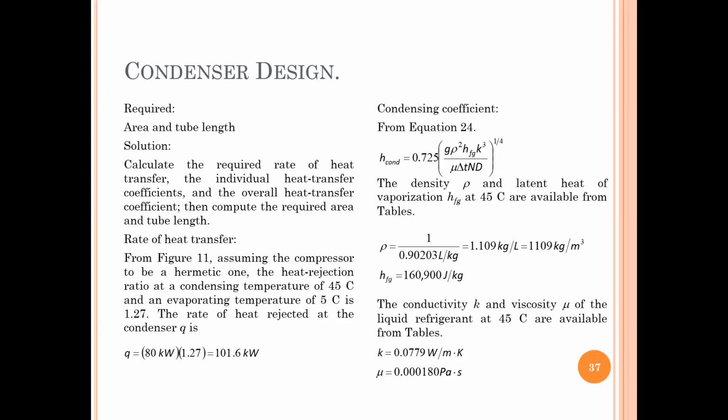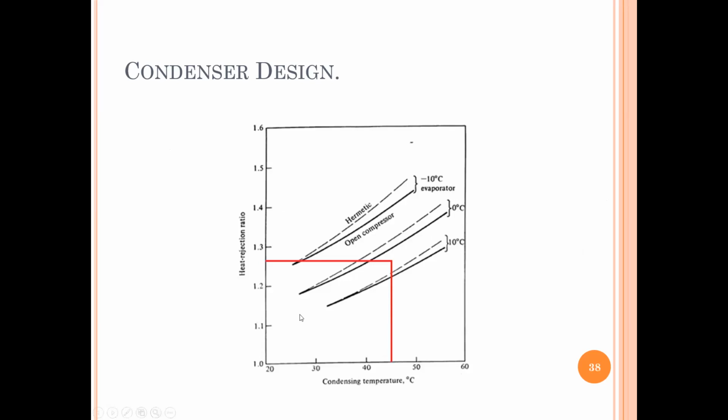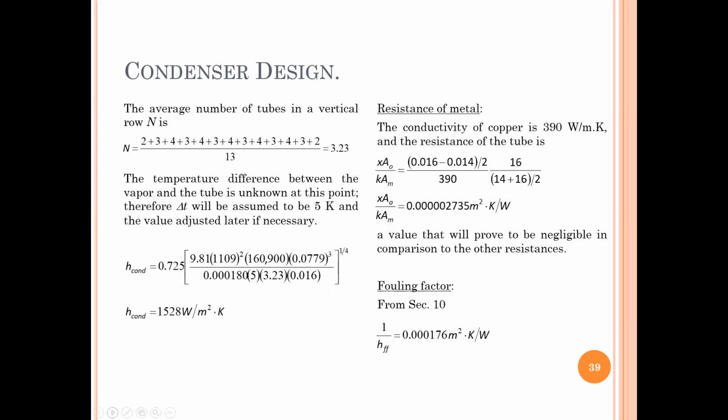Okay. So the thermal conductivity k and viscosity mu of the liquid refrigerant at 45 C are also available from tables. We have k is 0.0779 watts per meter Kelvin. Mu is equal to 0.000180 Pascal second. Consistent na yan. So ito nga yung graph, 45 dito yan. Now, for N, ano yung N? The average number of tubes in vertical row is N equal to 2 plus 3 plus 4, plus, yung average niya is 3.23. So, ito gamitin mo.